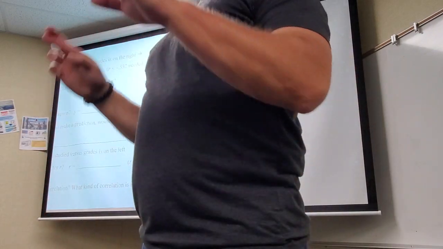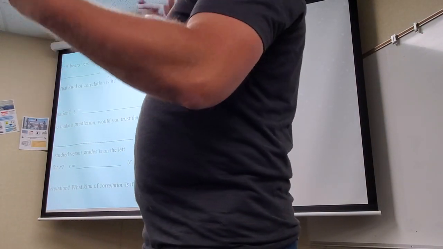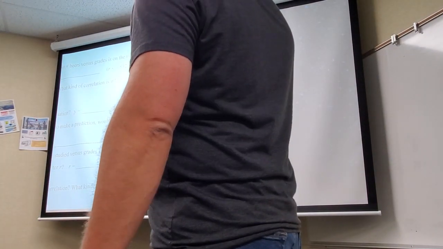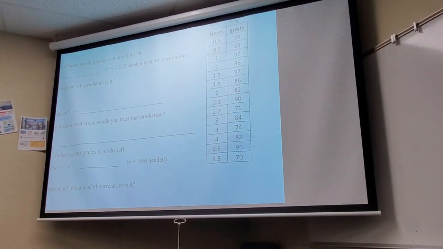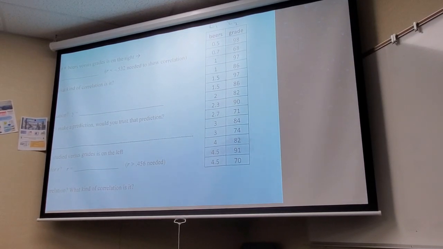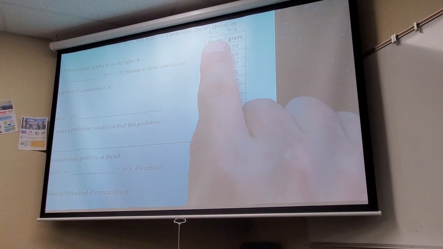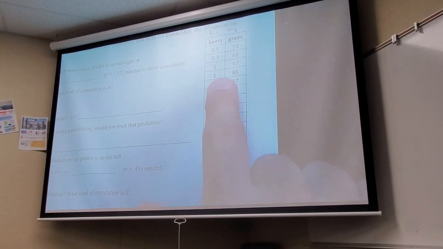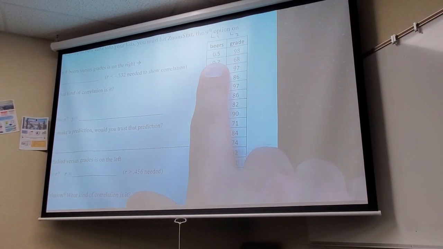Okay. All right. I like it because obviously this is not an experiment, right? Although I might have inadvertently done this experiment a few times. Okay. So let's do this. Very first thing, just to get us going. If you need a calculator, come up and borrow one. If you have a calculator, start putting the number of beers in L1 and the grades in L2.